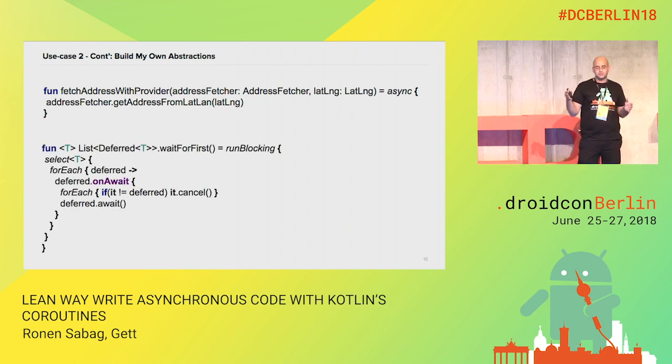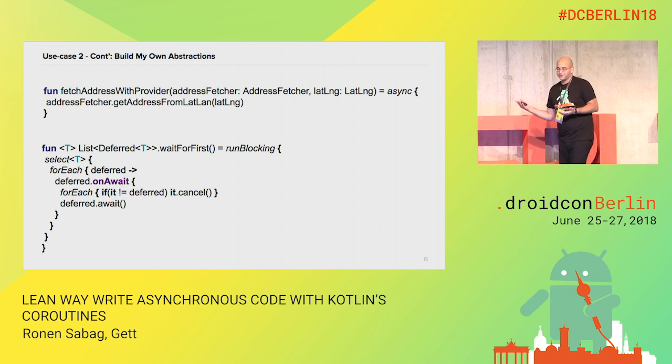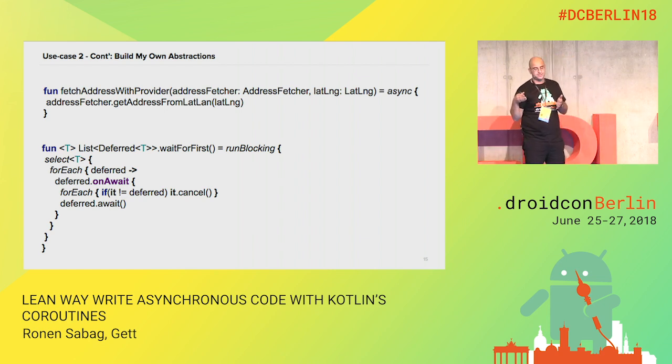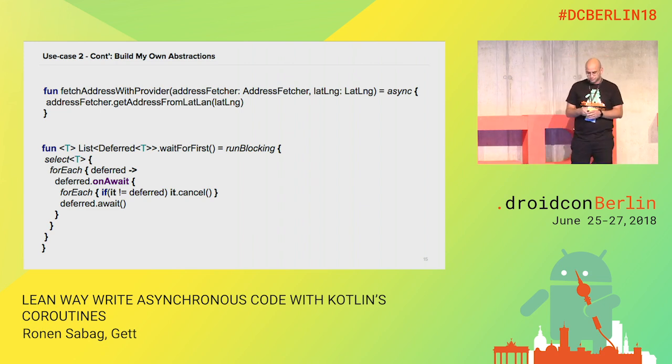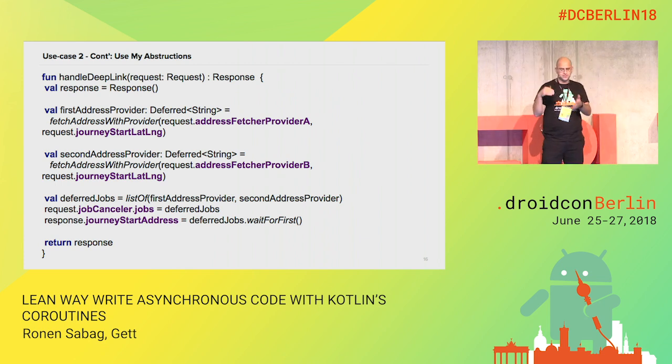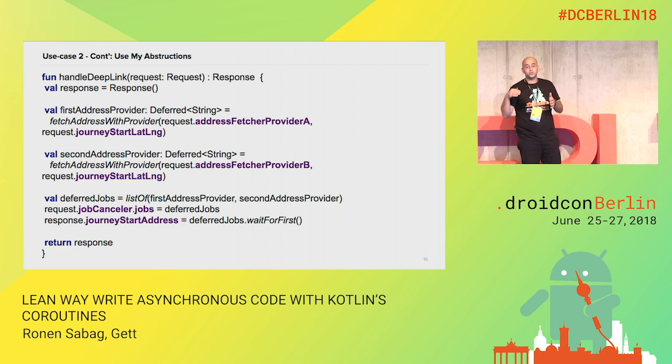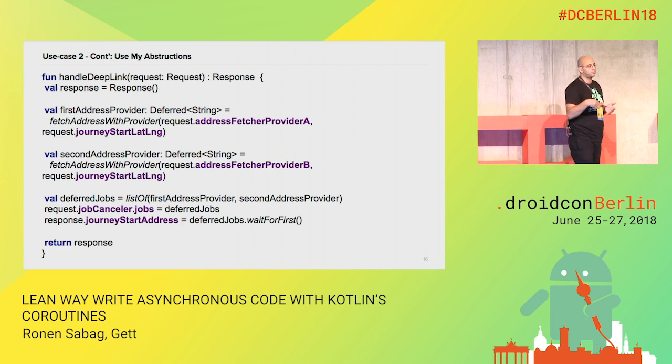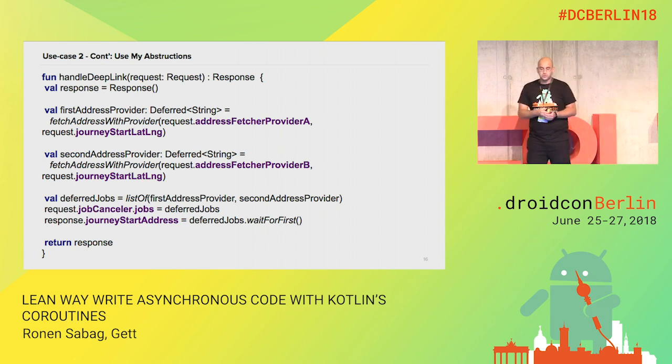All this select code is going to be wrapped in an extension function, this time on deferred jobs instead of jobs, and I'm going to call it waitForFirst. And now I can use my abstraction, and the code looks much nicer. I fetch the first one, fetch the second one, put all of them in the job canceller because I still want to be bound to the life cycle. And then I'm just going to wait for the first one. So it's much nicer, much more elegant than before.